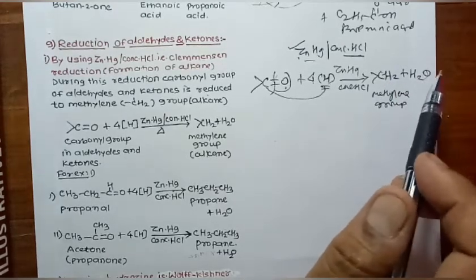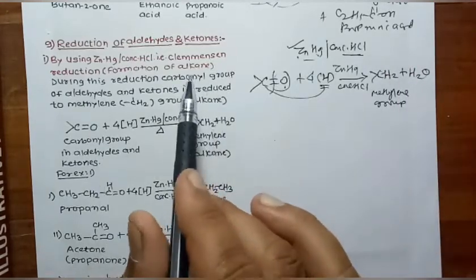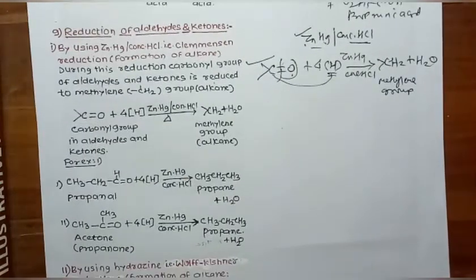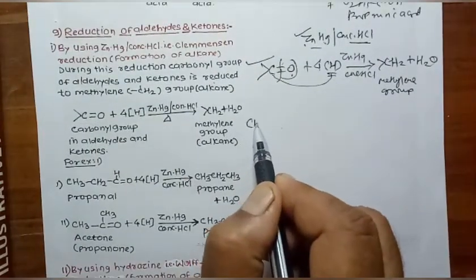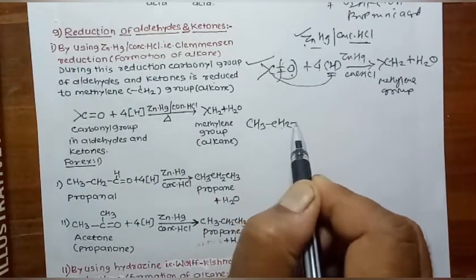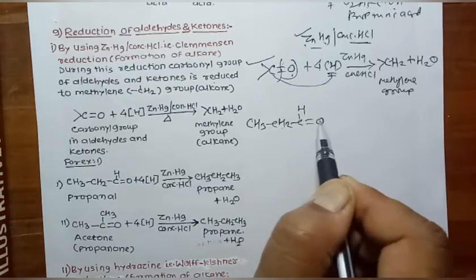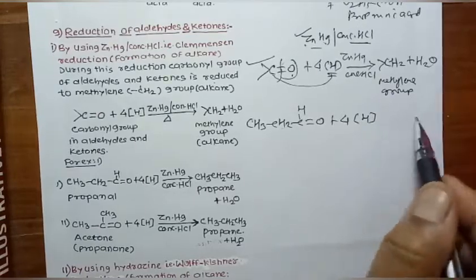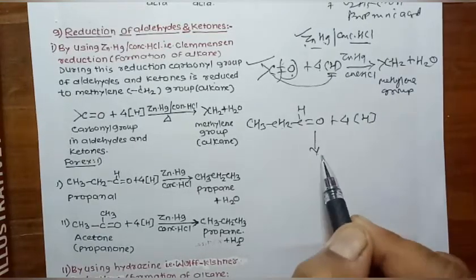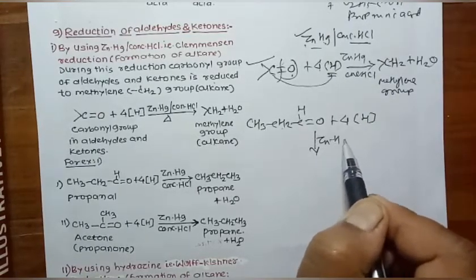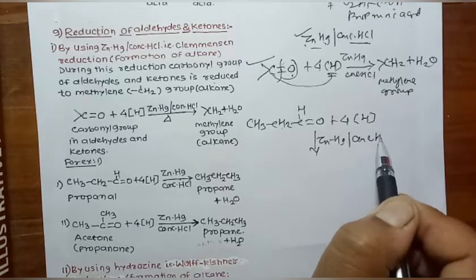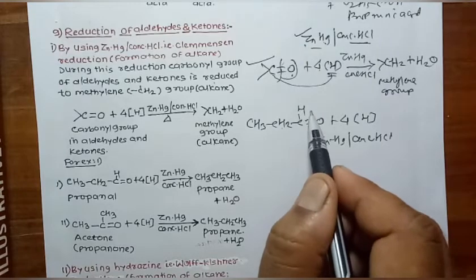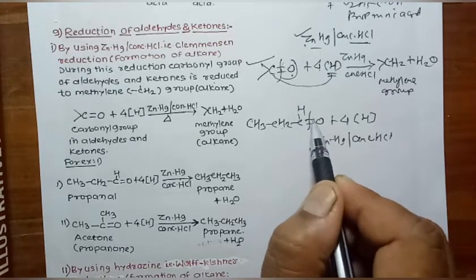Clemmensen reduction is used to convert aldehydes and ketones into hydrocarbons. I have taken a general example. In our book, such an example is given: propionaldehyde, CH3CH2CH double bond O, plus 4H, in the presence of Zn Hg and concentrated HCl. Here the double bond between this carbon and oxygen atom breaks.